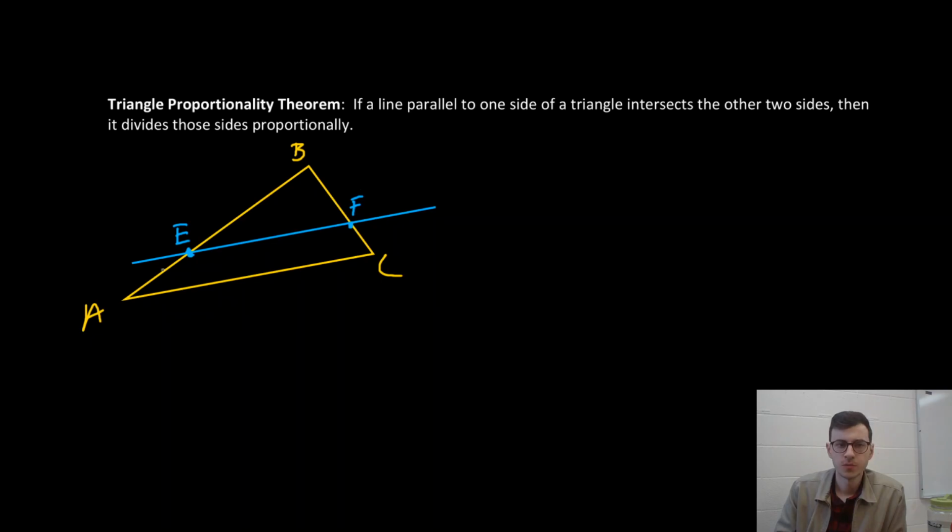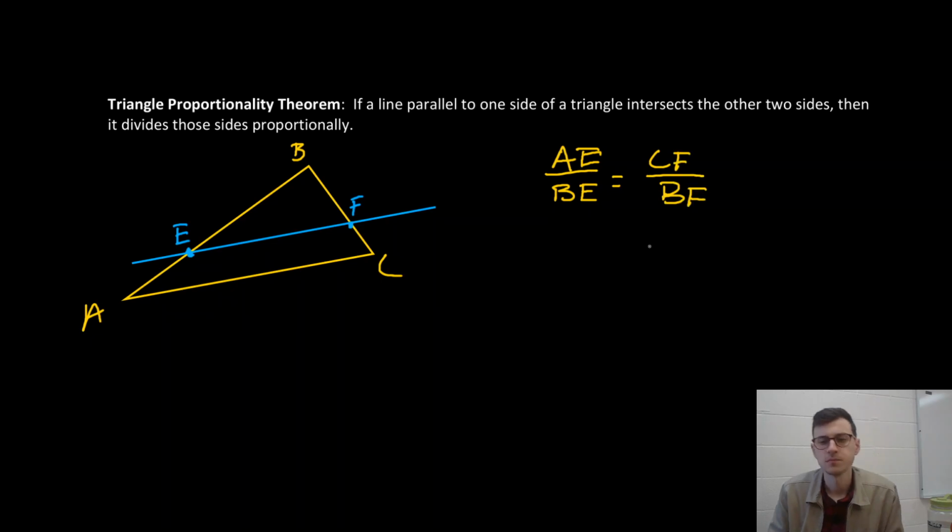We know that it divides those sides proportionally. So AE over BE is equal to CF over BF. Okay, AE over BE is equal to CF over BF.